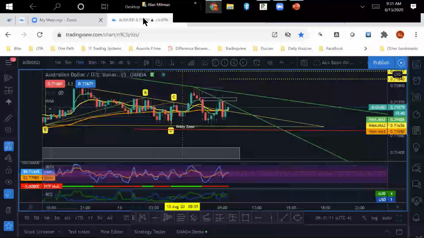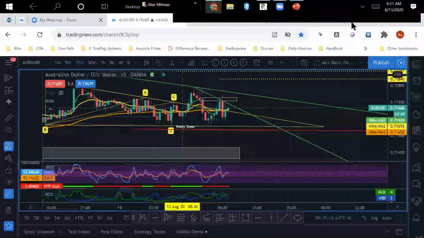Let's see. So the Aussie. Let's see if I can get another chart on here. Oops, don't want to do that. You still see my charts? I have the Auvoria Prime. Uh-oh, there we go again. Let's see what we got here. Where to go? I'm going to take this one off. I'm going to close that window.